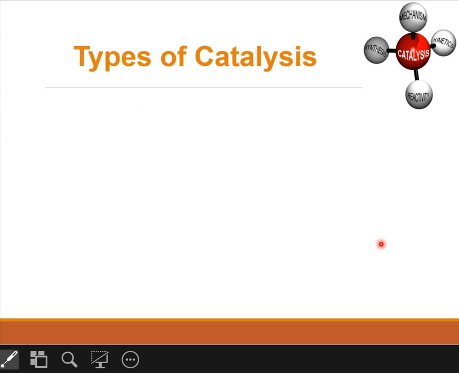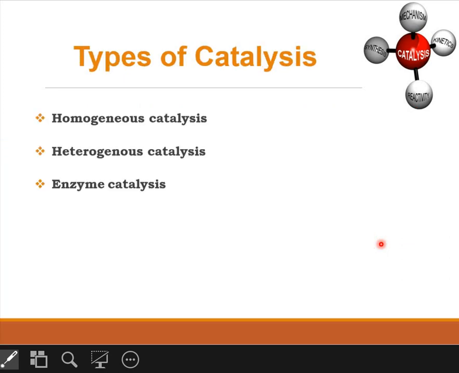Okay, then what are the types of catalysts? There are two main types of catalysis. The first one is homogeneous catalysis and the second one is heterogeneous catalysis. And the third type is known as enzyme catalysis, which is largely of biological interest. We will discuss this enzyme catalysis separately at a later stage.